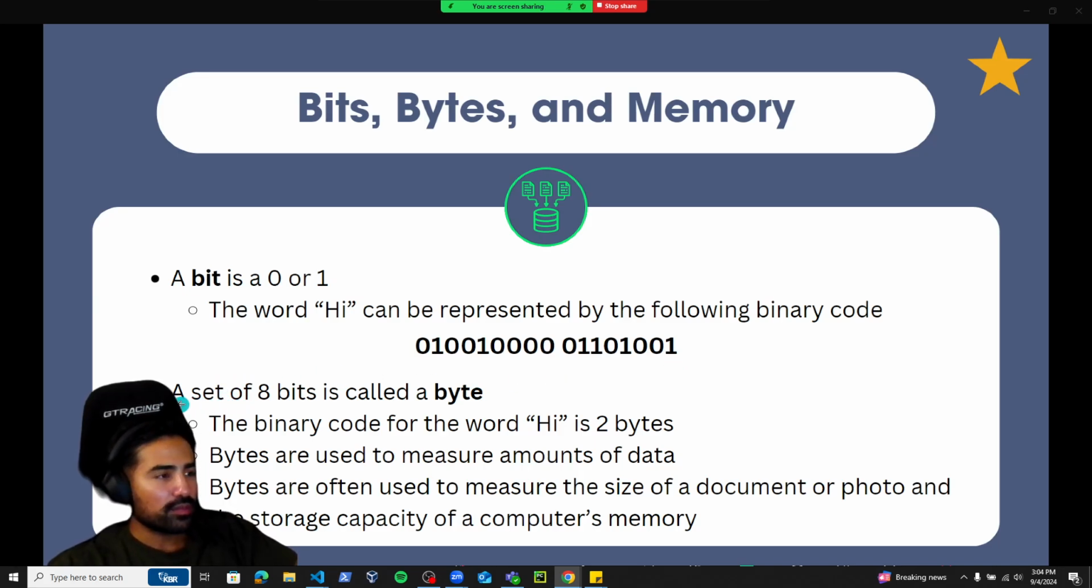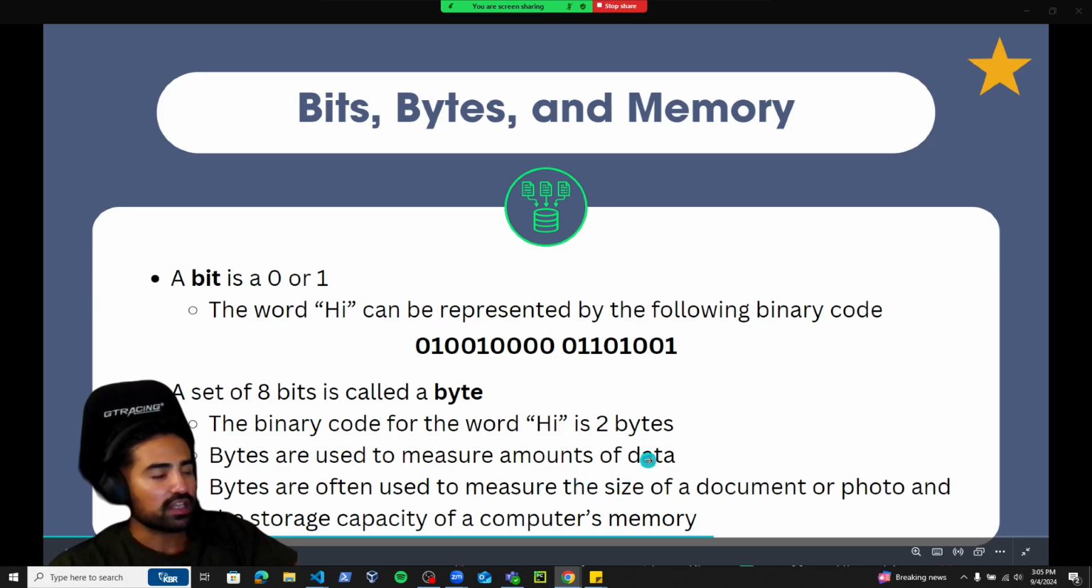But the unit you need to remember beyond bit is bytes. So anytime there are 8 bits, we call it a byte. So if there's 16 bits, that would be 2 bytes. So the word high would be 2 bytes. The reason we cover bytes as well is because bytes are commonly used to measure amounts of data.